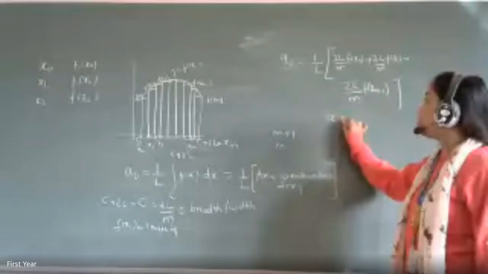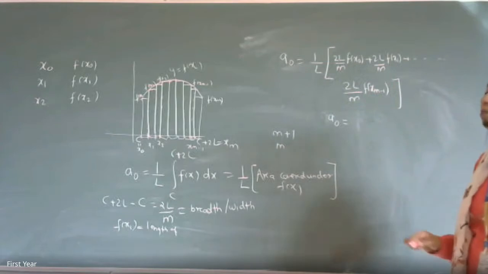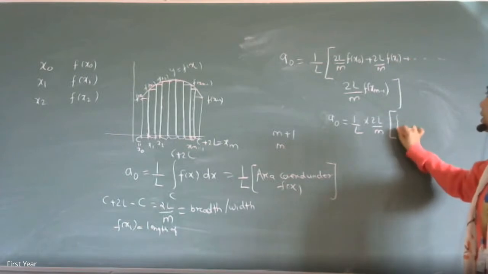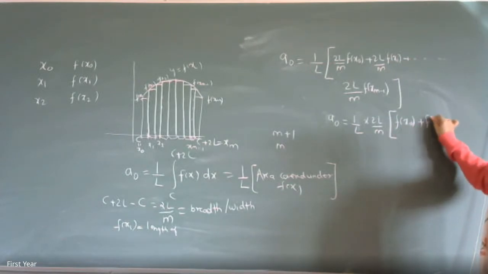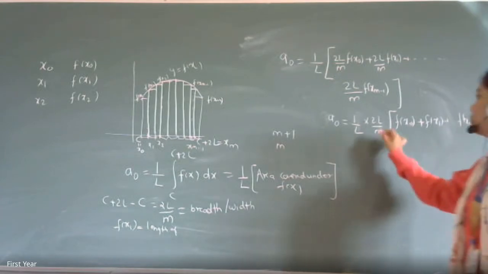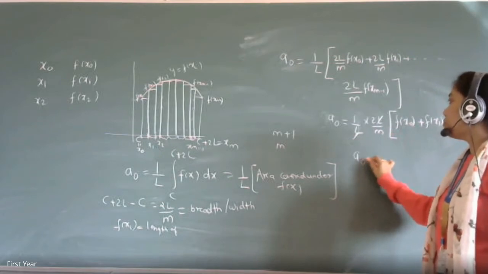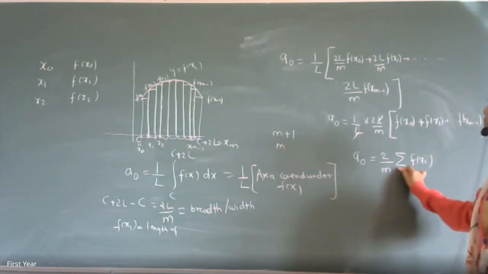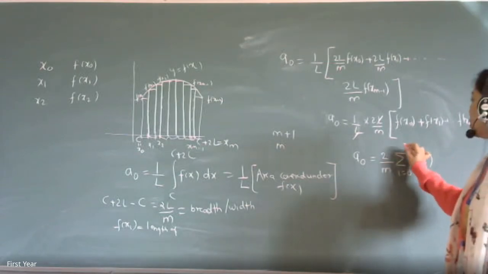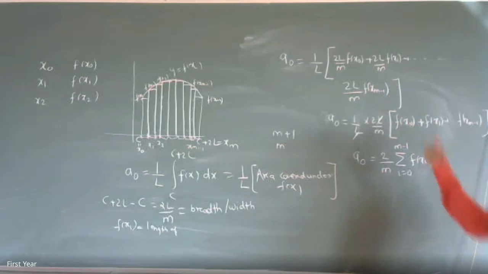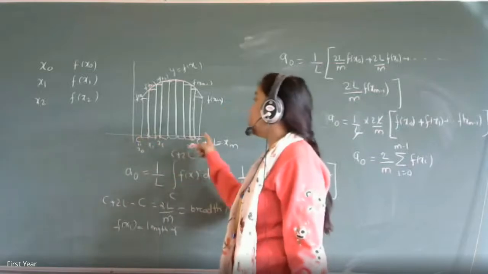And therefore, your A naught formula will now become: everywhere you can see 2l by m is common. So 1 by l into 2l by m will be outside. Inside we keep f of x naught plus f of x1 plus dot dot dot f of x m minus 1. And therefore, this l gets cancelled. The formula of A naught becomes summation of f of xi, i going from either 0 to n minus 1, or I can write 1 to n. Leave the first one or leave the last one. You can tell me why I'm doing it. Either I can remove the first one or the last one.